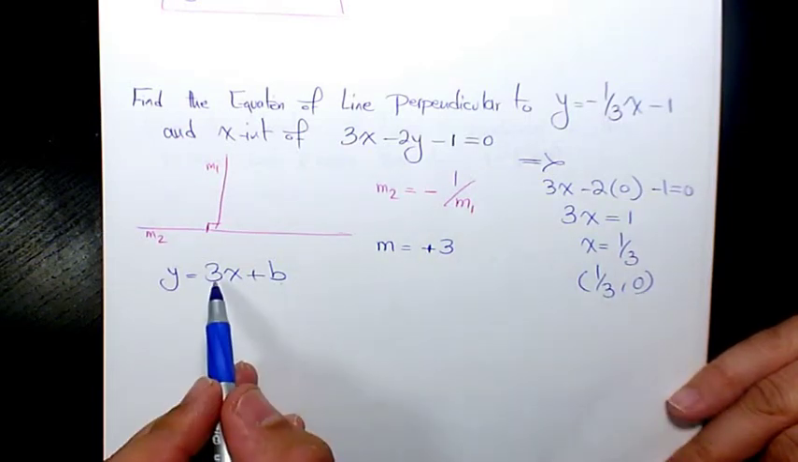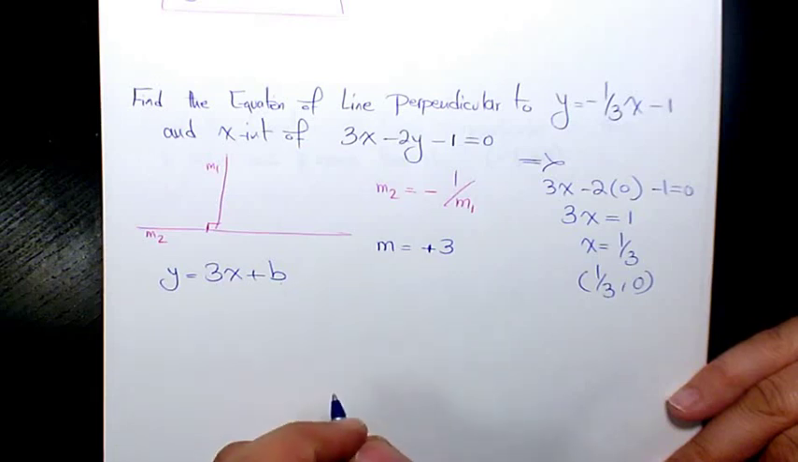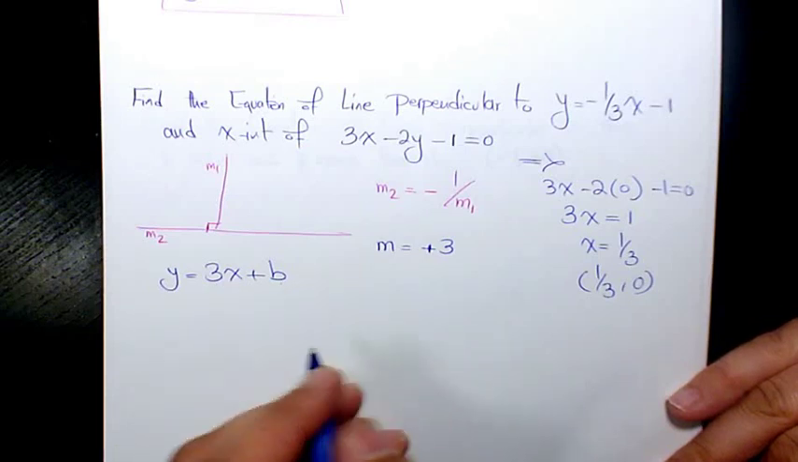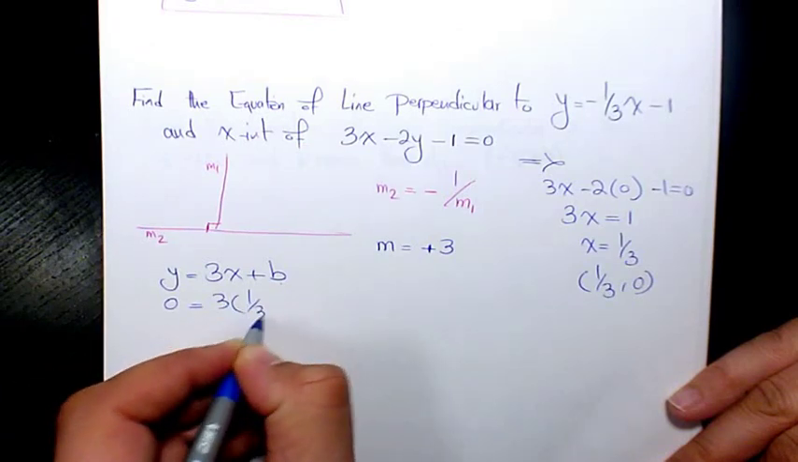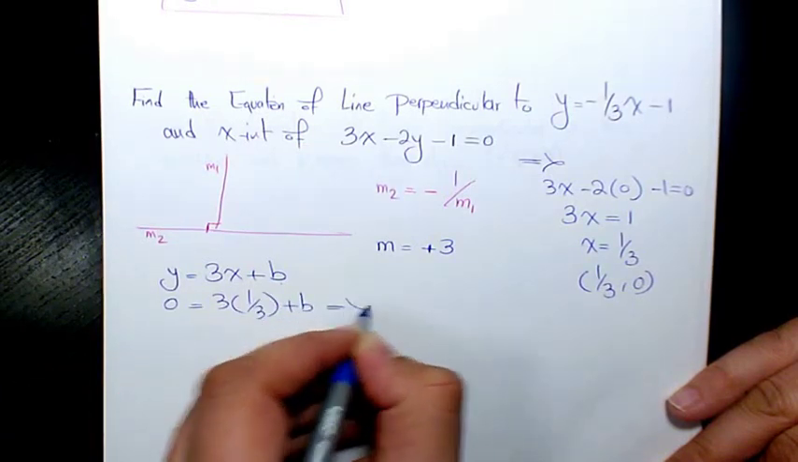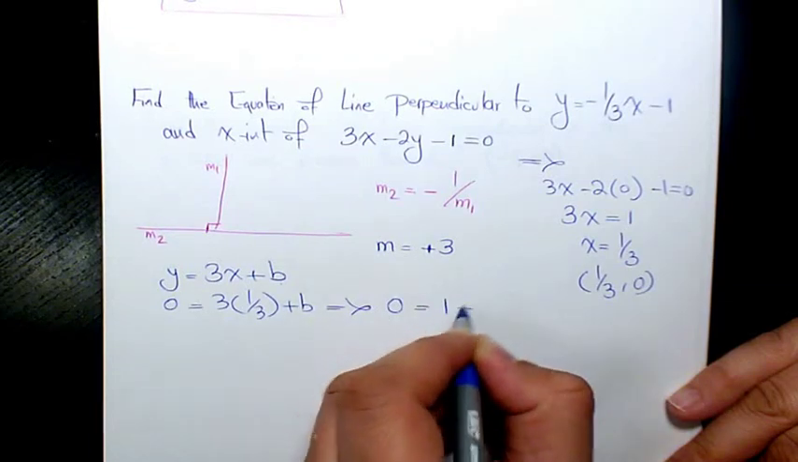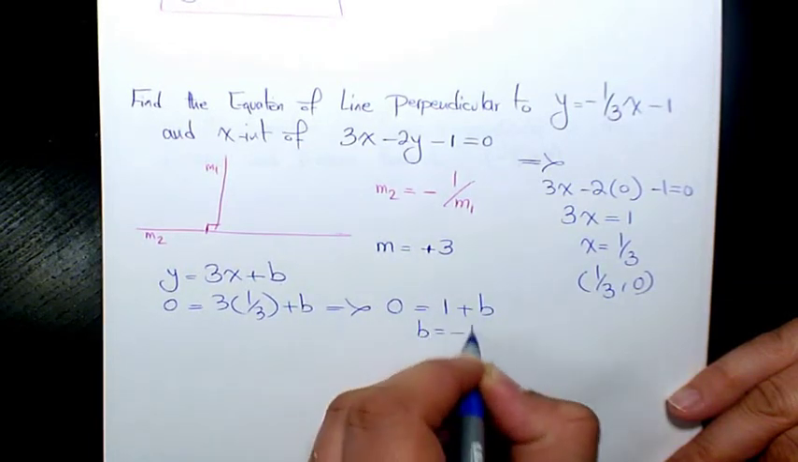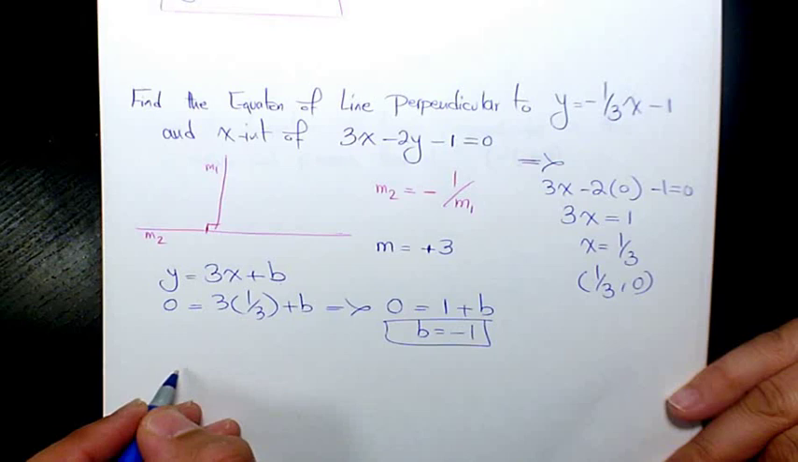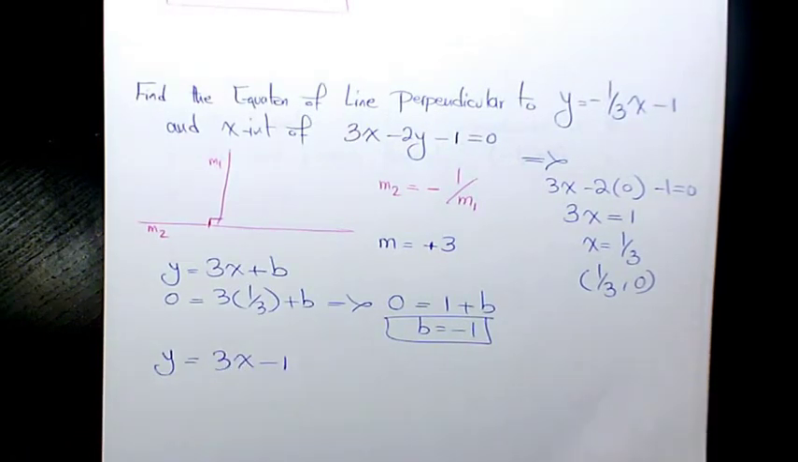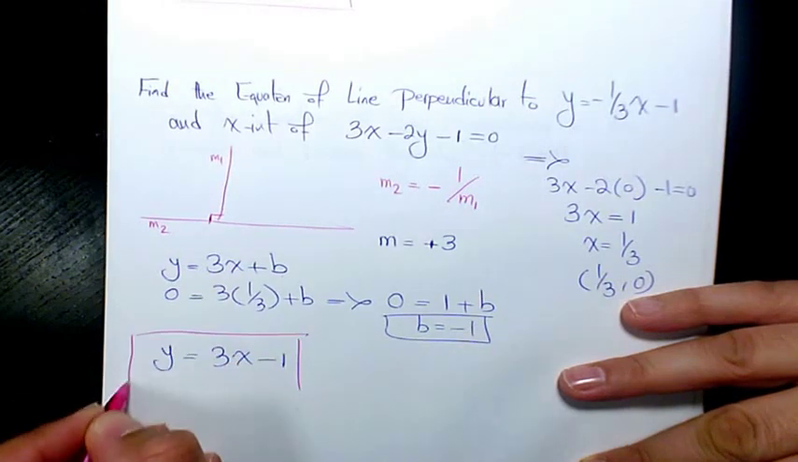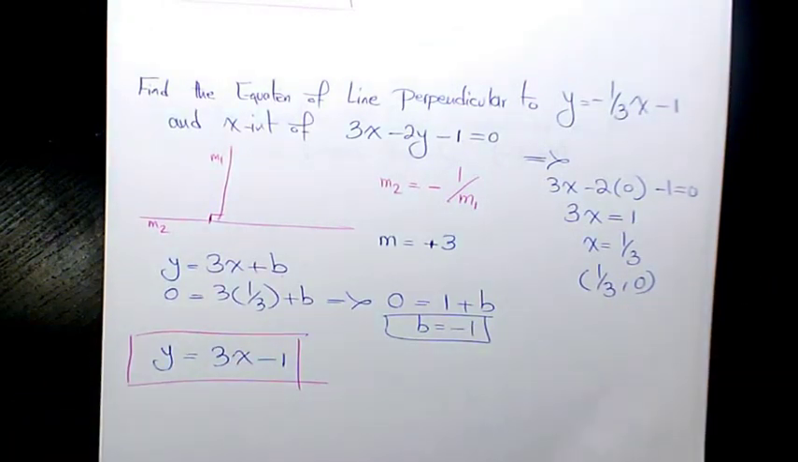So let's put this point in here, and then we find the value of b. So y is 0: 0 equals 3 times 1 over 3 plus b, which is 0 equals 1 plus b. b is going to be negative 1. So the final equation of the line is going to be y equals 3x minus 1. That's the final equation of the line.